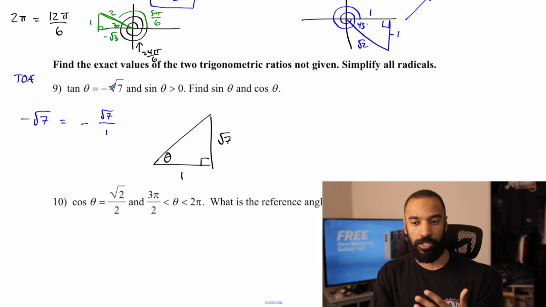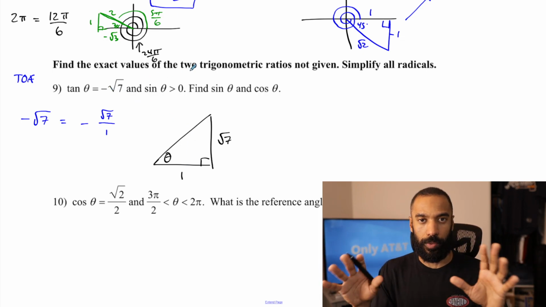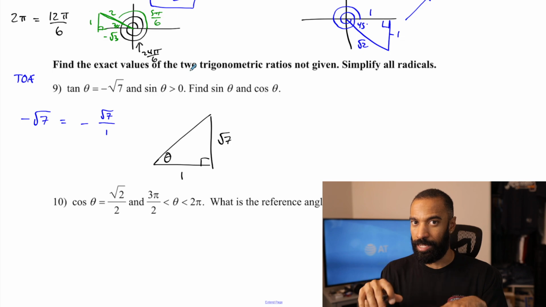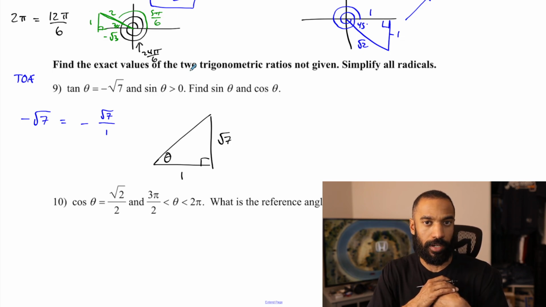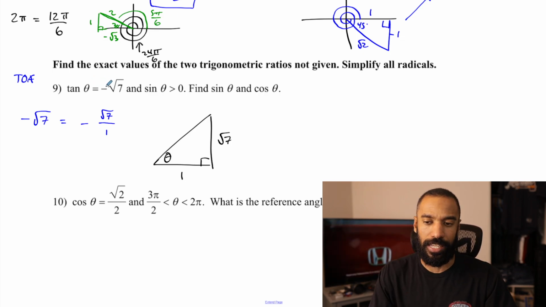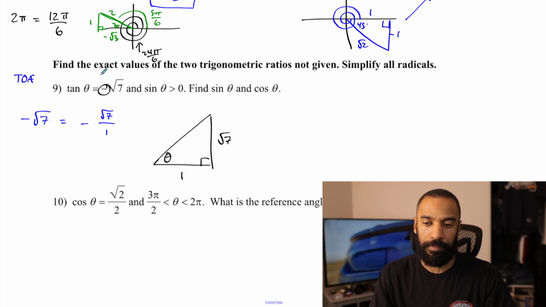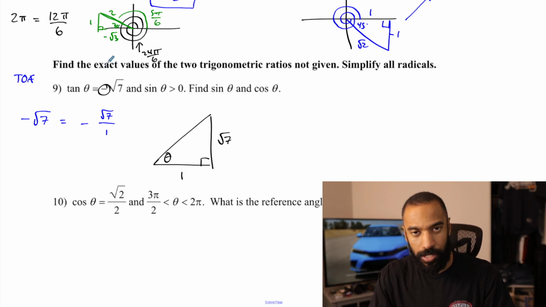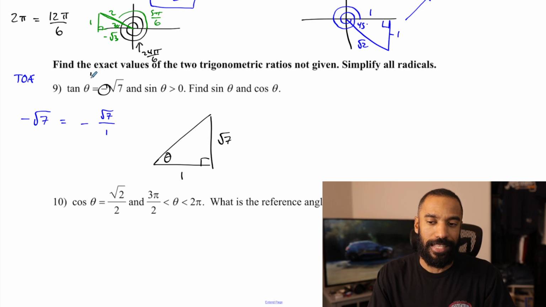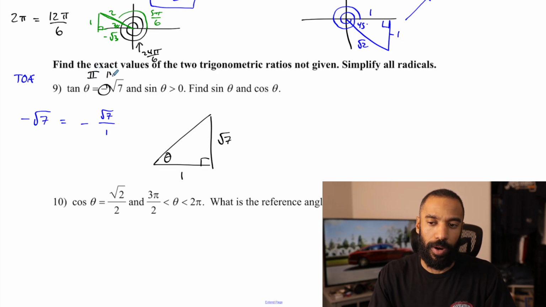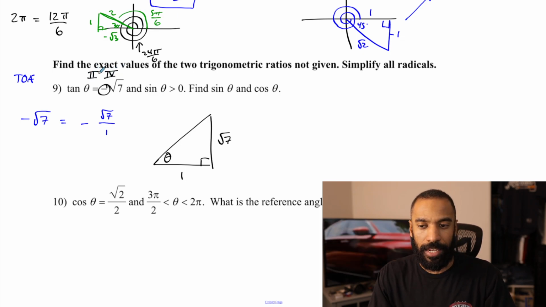Now you might ask, where's the negative? Well, the negative comes with regard to what quadrant I'm going to be in the unit circle. I don't yet know which one it is, but given that tangent is negative right here, now I'm going to look to it. Tangent is positive in the first and third quadrants. It's negative in the second and fourth quadrants. Which quadrant are we in among these two?